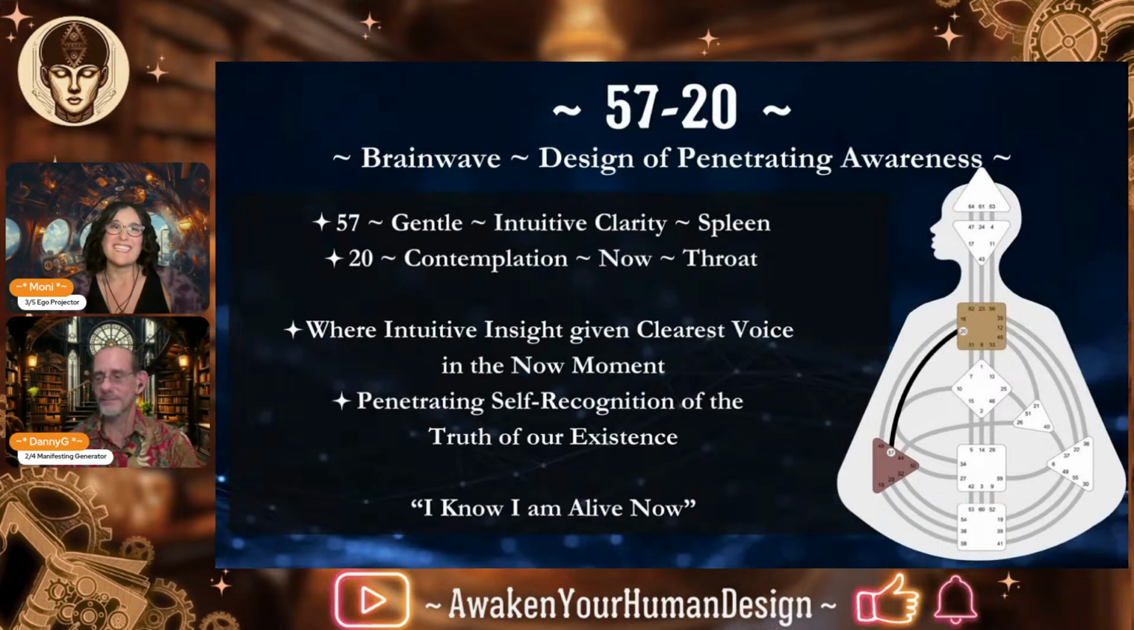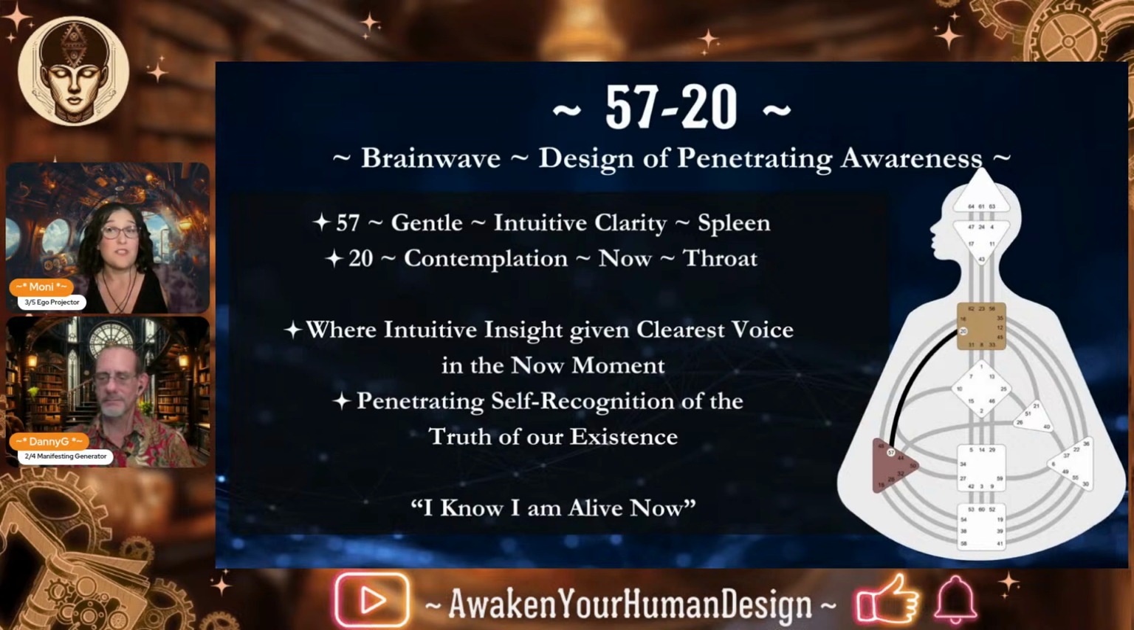All right, continuing on to the 57-20, and this is the channel of the brainwave, and it's a design of penetrating awareness. Gate 57 is the gate of intuitive clarity, and it's a spleen, so that's that brown triangle again on the side. And then gate 20 is the gate of contemplation, which is the gate of now.